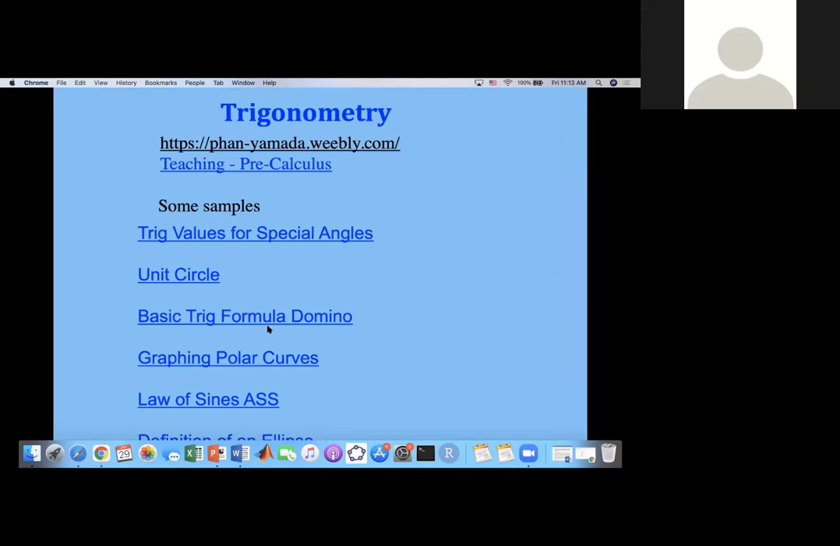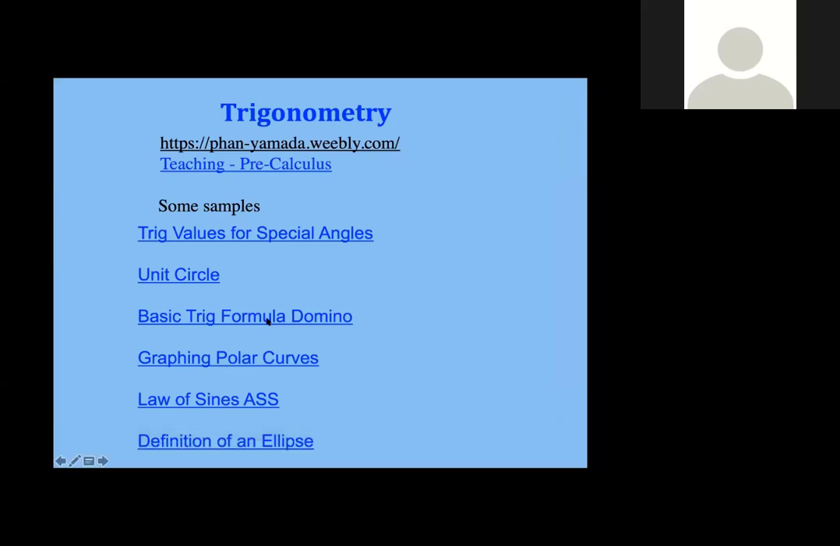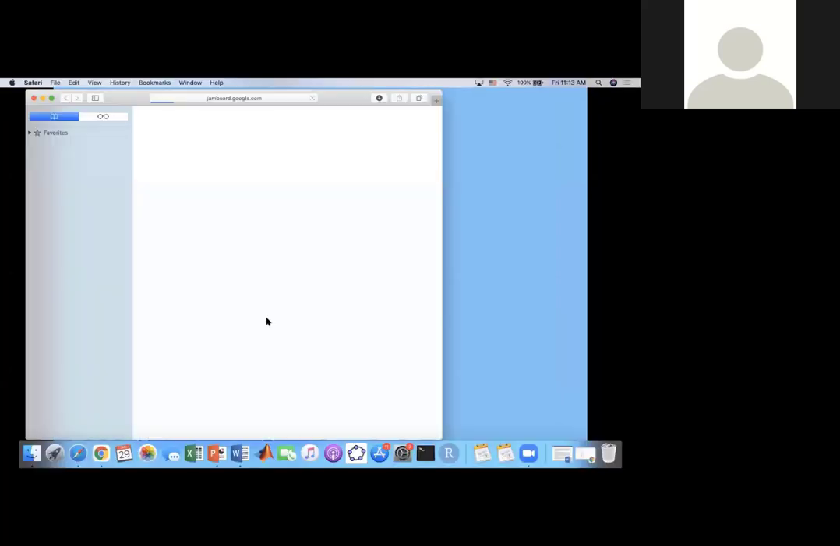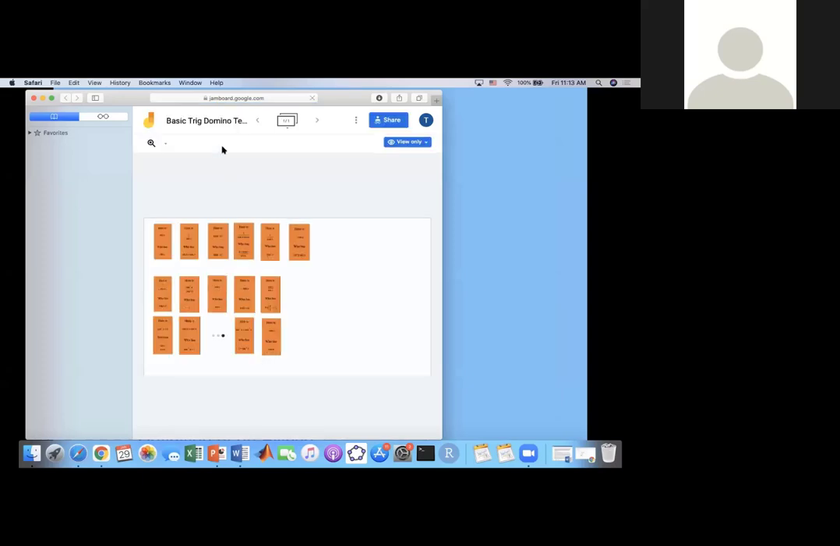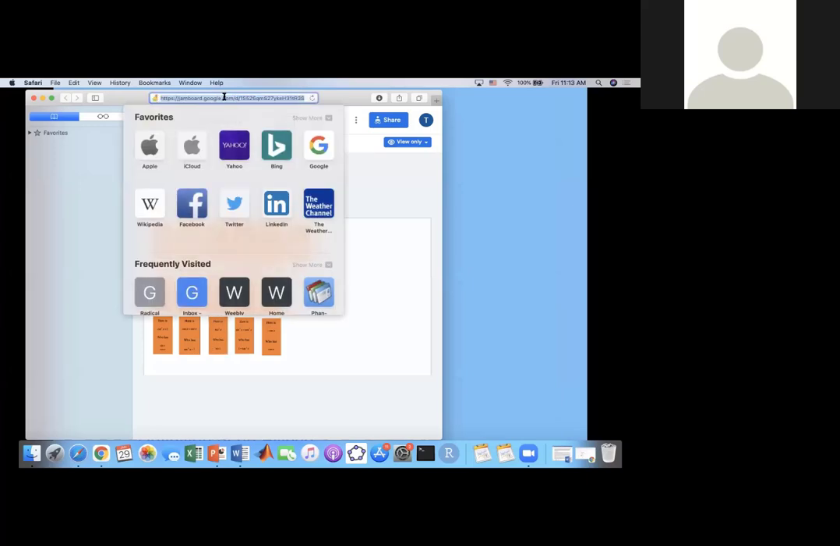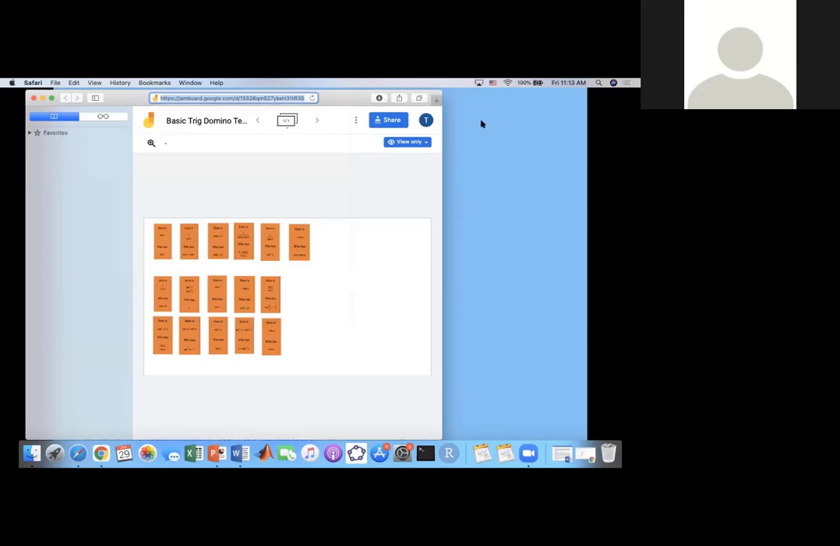And this one here, the basic trig formula domino, I use with GeoGebra. Jamboard. Have you heard of Jamboard before? The Jamboard right here. Let me give you the link, and then you can use this one. In class, I have a set of this to do, but now we're online, so I transferred this to online so that my students can use it.